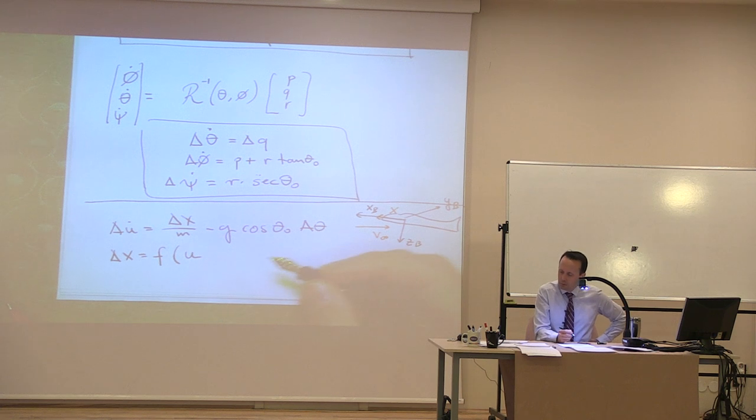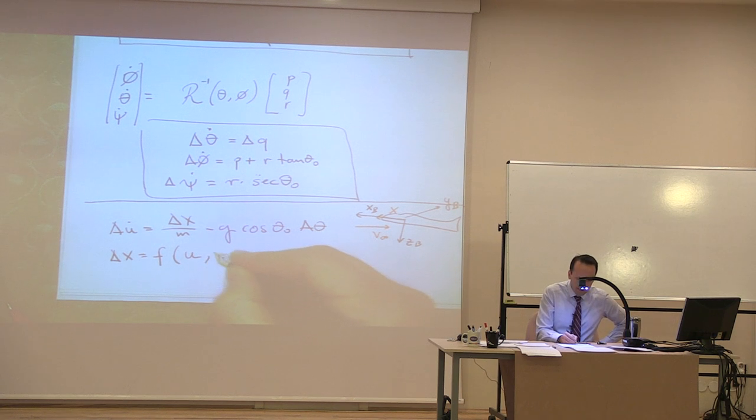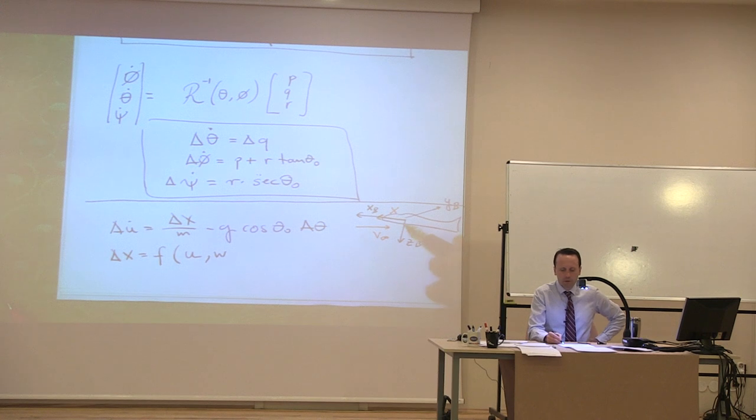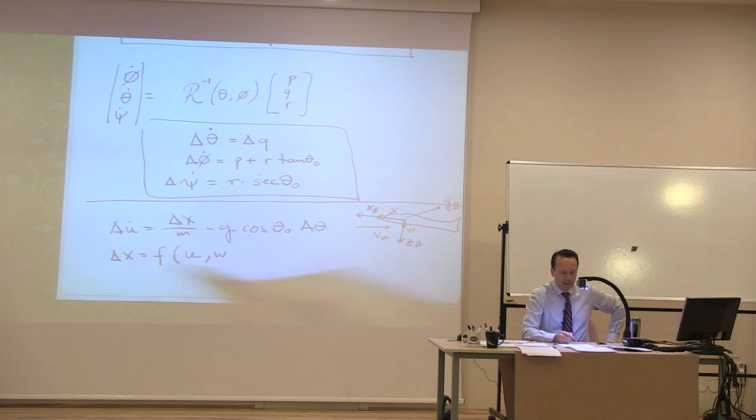How about, let's start with what else? W. W is this velocity, right? If this velocity is changing, will this X also change? Well, W is directly connected to angle of attack, right? So there's a one-to-one relation. So if W changes, it means angle of attack is changing. If angle of attack is changing, will this X change? Yes, of course. Delta X is a function of W. So if W changes, delta X will change.